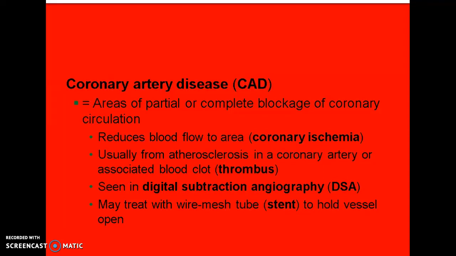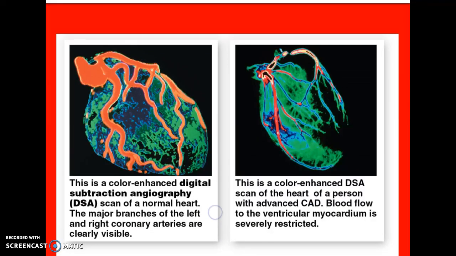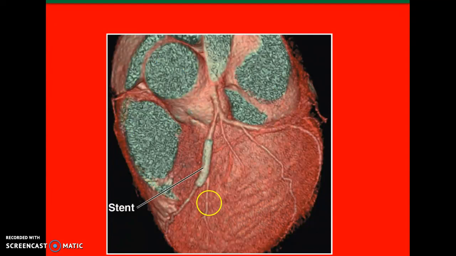You can see this with different types of radiography, and you can treat that with a mesh stent. On the left is a picture of healthy coronary arteries, left and right coronary arteries, and on the right is reduced blood flow in those coronary arteries. And this shows a stent. These pictures are not of the vessels, but of the lumen. So here's a stent inside the blood vessel to keep it open.